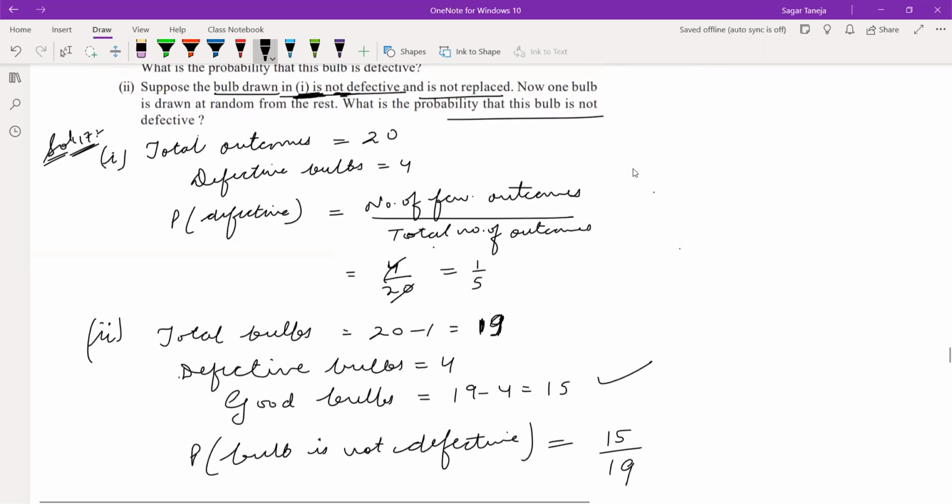Clear? Damini is asking why 20 minus 1, sir? Damini, just read this question again. I am highlighting that part.